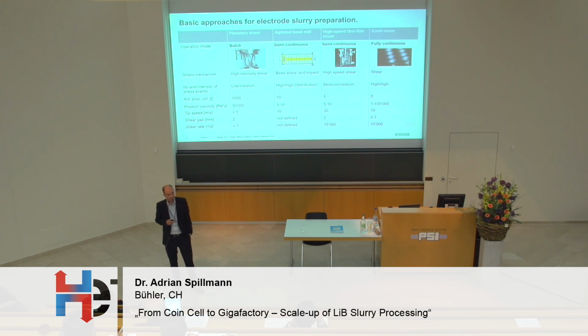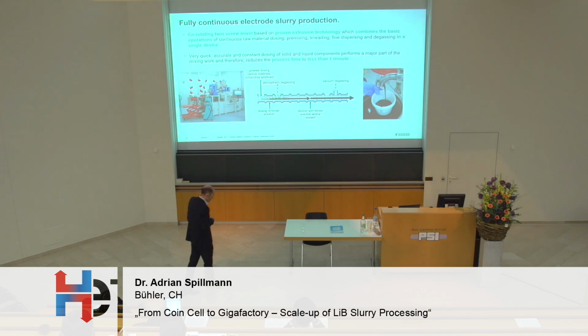Furthermore, the high solid content kneading process with the planetary mixer is a batch process, whereas the high-speed shearing process also can be conducted in a semi-continuous mode. On the other hand, the fully continuous mixing process enables to combine different sequences of kneading and high-speed shearing in a single device, and this gives you then several advantages for the processing of the electrode slurry.